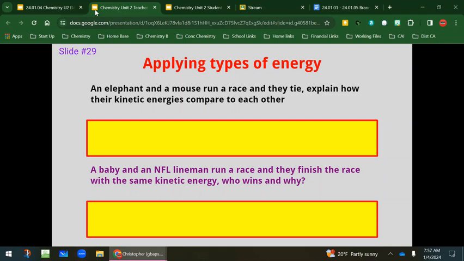So the baby's like flying. Why? Because he has to make up for the loss of mass with the speed. Thank you. So if one object is heavier than another, the object that is lighter, to have the same kinetic energy as a heavier object, has to be moving how? Faster. Has to be moving faster. Good.